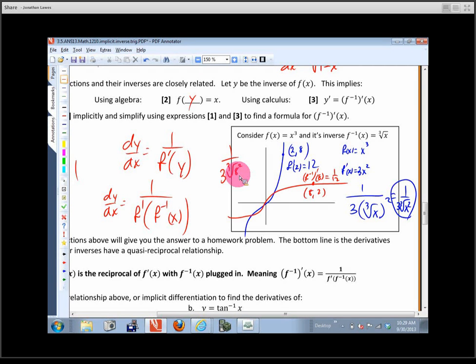Kind of a wild relationship, a little bit mind-blowing to some extent, but think about why that would have to be true. Okay? Functions, derivatives of functions and their inverses are very closely related. Okay? They are somewhat reciprocals of each other. So you can find the derivative of the original function, just flip that over, and plug the inverse into that. And you can do that with any inverse functions. Any you want. Okay?